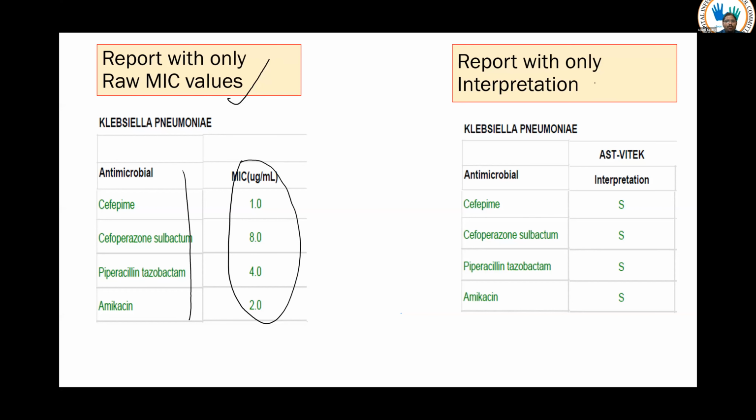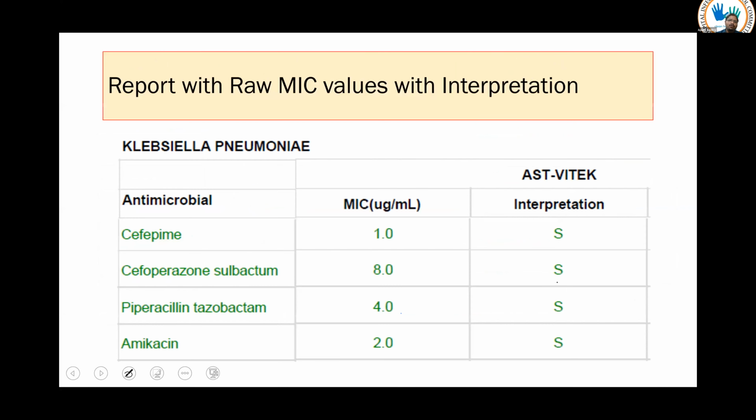Then we can report with only interpretations included. We have a list of antibiotics with the interpretation as susceptible, intermediate, or resistant. This is a little better because a clinician can look for the S and choose among the antibiotics, but still an inferior kind of report. The next level of report is where we include raw MIC values extra in the report along with the interpretation.